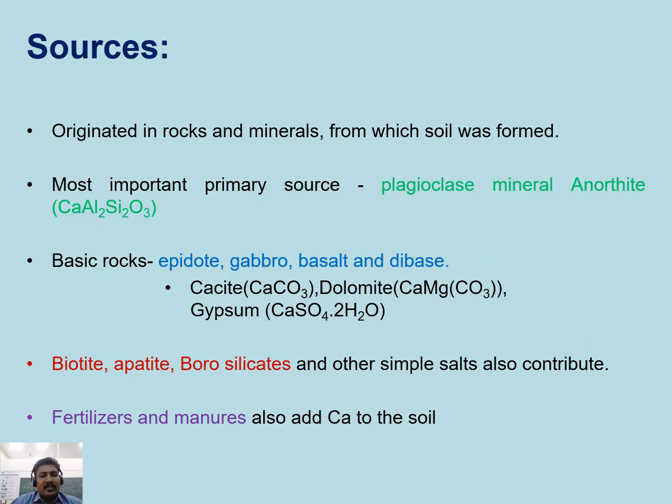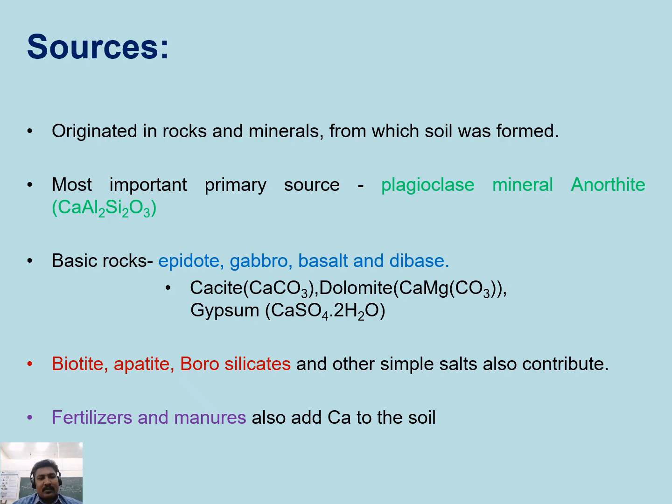So, the calcium sources in soil. They mainly originate from the rocks and minerals from which the soil was formed. The most important primary source is the plagioclase mineral anorthite. Anorthite is a plagioclase mineral having the formula of calcium aluminum silicate. Calcium, aluminum, silicon and oxygen are the components of this anorthite.